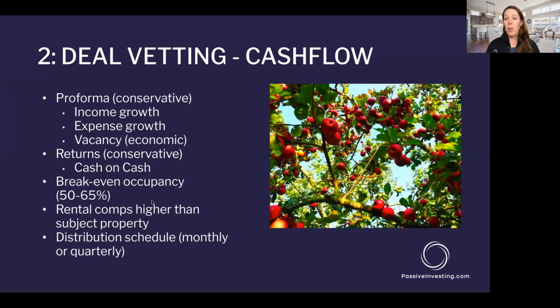Also, to protect the cash flow, I want to see rental comps higher than the subject property, right? Much like to protect capital, I want to see a sale comp higher than the subject property. On the rent cash flow, I want to see rental comps higher than the subject property as well. It gives me an indication that we have room to move rents in the market. That's amazing, right? And for cash flow, I want to see a distribution schedule monthly or quarterly.